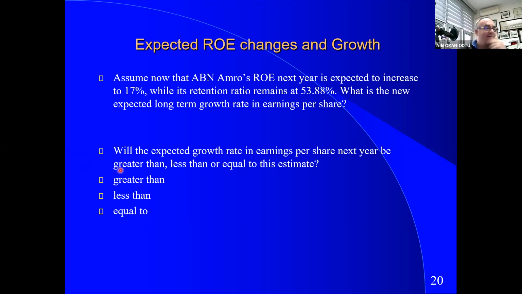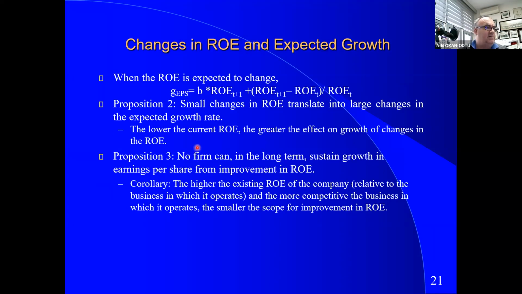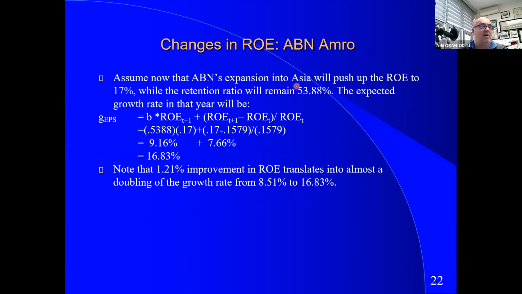But after that year, it will slow down to 9.16%. So will the expected growth rate in earnings per share next year be greater than, less than, or equal to this estimate of 9.16? It will be greater than, because next year we get the additional benefit of the old investments also going from 15.79 up to 17%. So here, just in the year where there is the change, you get B times the new ROE, retention times the new ROE, but you also get this second term, which is the improvement percentage in ROE, and that is a significantly higher number. So in the next slide, we'll see the numbers for ABN AMRO.